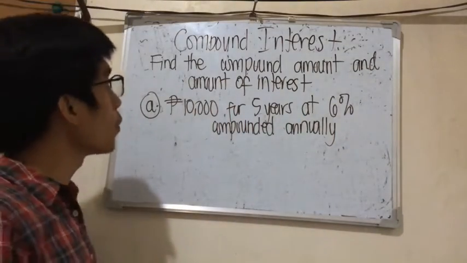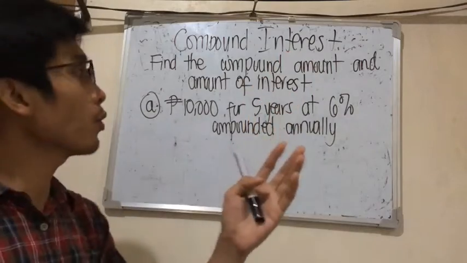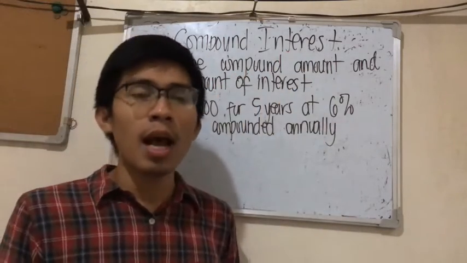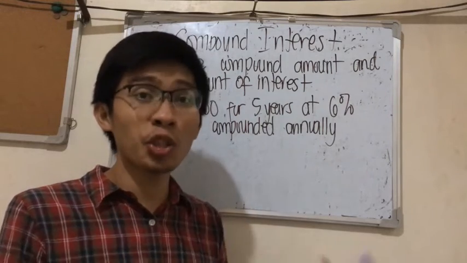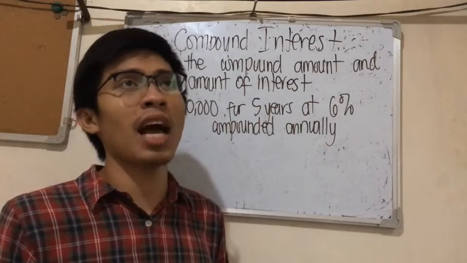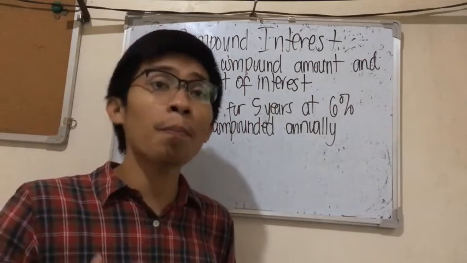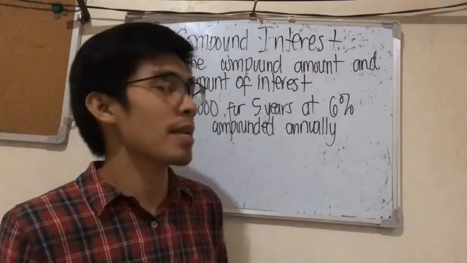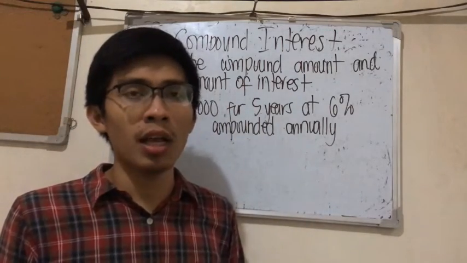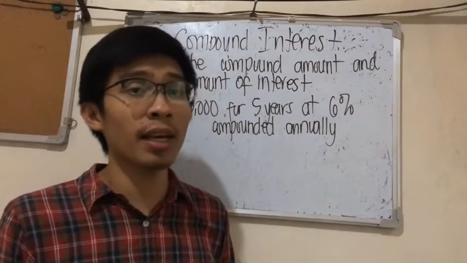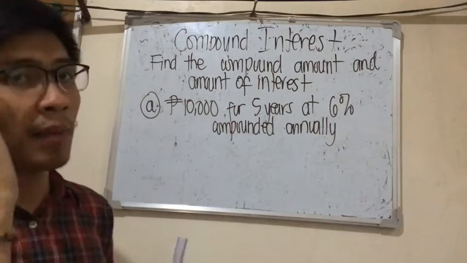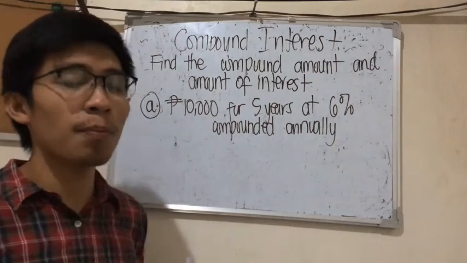For example, number 1, let's find the compound amount and the amount of interest. When I say compound amount, I am referring to the maturity value, or the total amount that I am going to receive or pay when I borrowed money. The amount of interest is the addition to the principal amount that you deposited, borrowed, or invested. In this problem, let's find the two important elements.